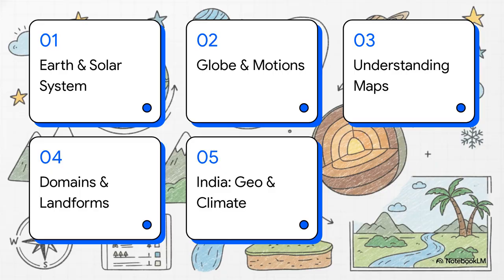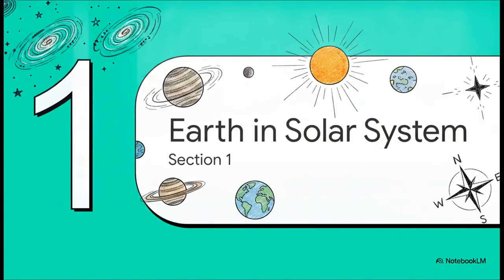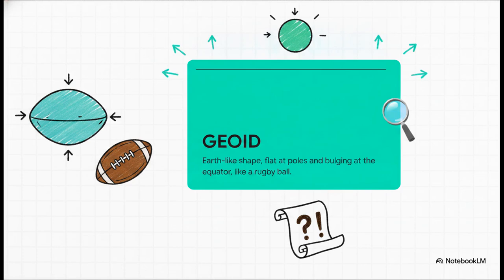Let's get moving. All right, kicking things off with Section 1, the Earth in the solar system. When we think about our own planet, a really vital detail emerges. You've probably heard Earth described as a perfect sphere, right? Well, actually, scratch that, it's technically incorrect. Earth is what we call a geoid.